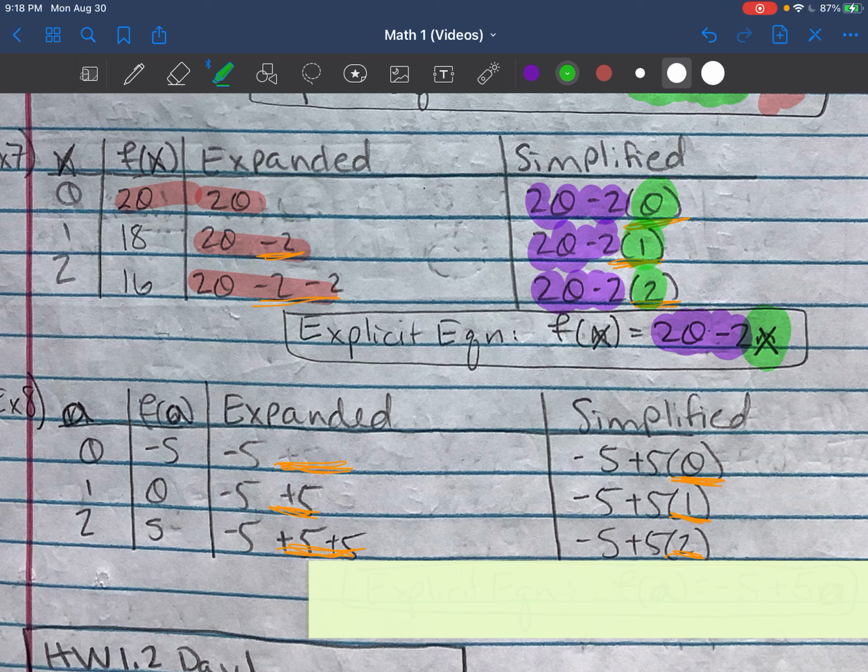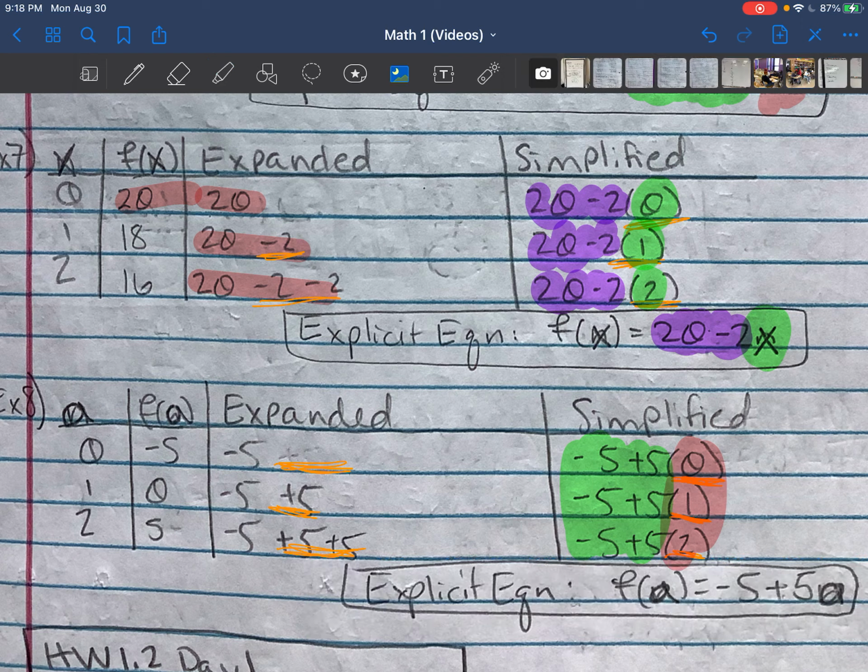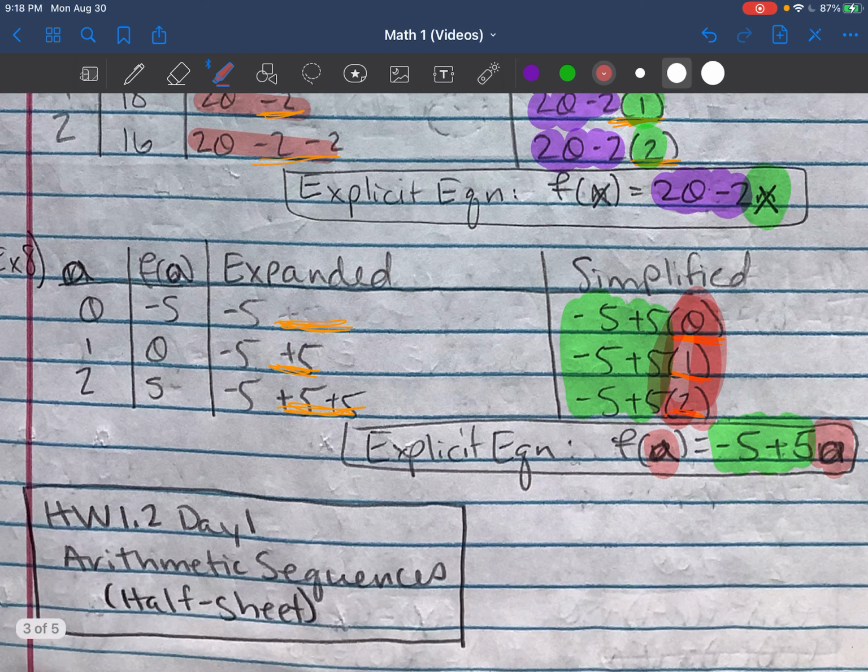Now again, when we write our explicit, we look at what's the same within our simplified. That's -5 plus 5, and then what changes is this back number. So when I write my explicit, this time we're using a's. I'm going to have f of a equals -5 plus 5, because that stays the same in my simplified. But my a will be my variable, because that is what's changing. Okay, and that's because that's the a that we used.